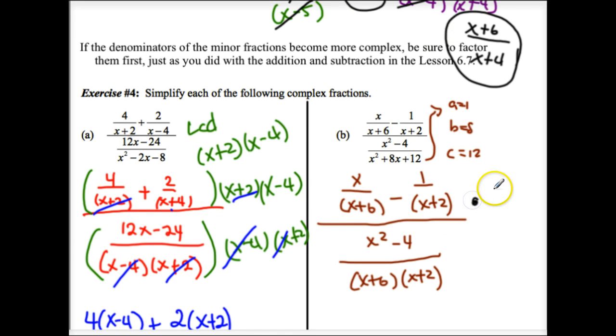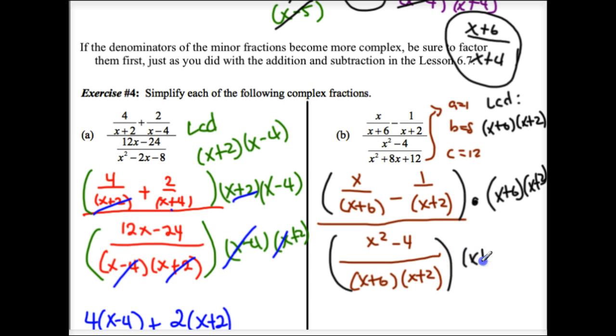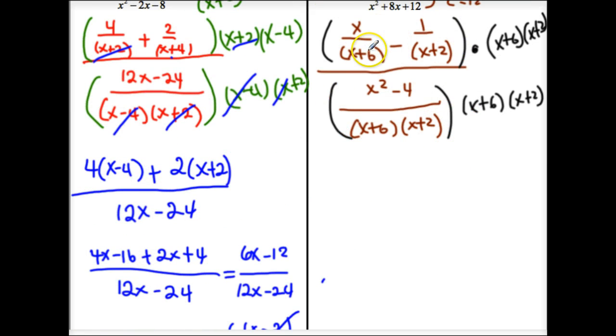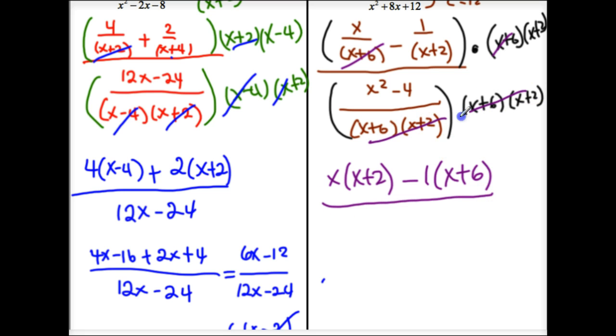So what I'm going to do now, I'm going to multiply this by x plus 2 and x plus 6. So that means my LCD is actually x plus 6 and x plus 2. So I'm going to multiply all of this, top and bottom, by x plus 6 and x plus 2. Let's do this to simplify. My 6's are canceled, so I have x, and x plus 2 is left over. Take away. Now my 2's are canceled, and I have 1 and x plus 6. The bottom, everything is canceled.